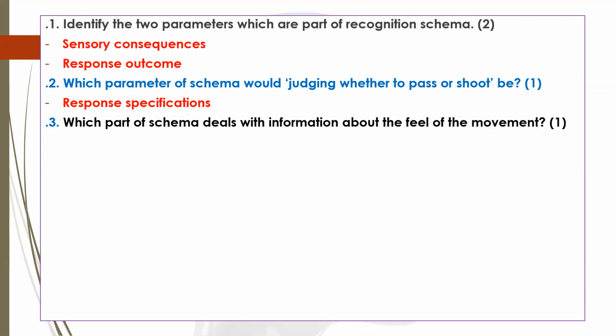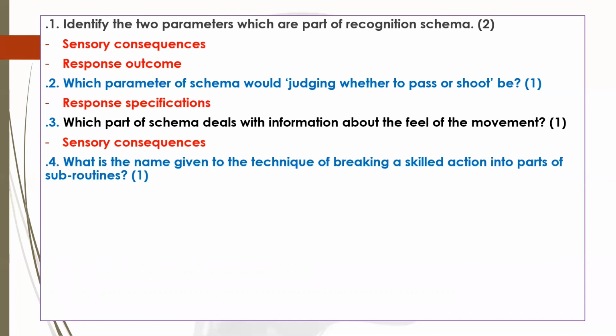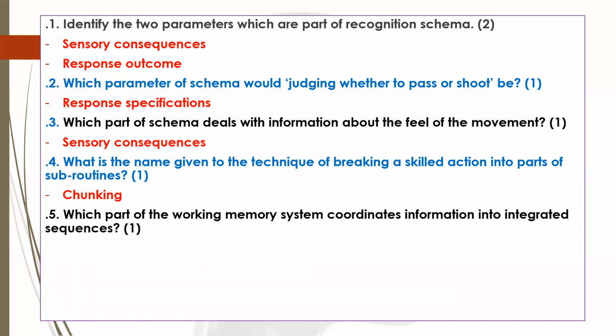Number 3, which part of the schema deals with information about the feel of the movement? As we just said, that is sensory consequences of things like the grip, the weight of the pass. Number 4, what's the name given to the technique of breaking a skilled action into parts or subroutines? That is chunking. Hopefully you remember that chunking, breaking a skill down into smaller parts or subroutines, making it slightly easier to learn, particularly if it's a complex skill.